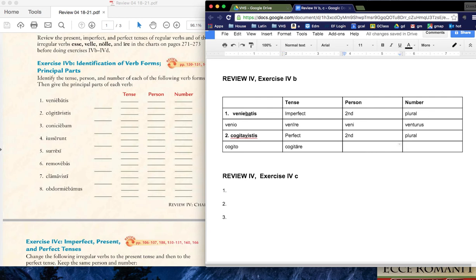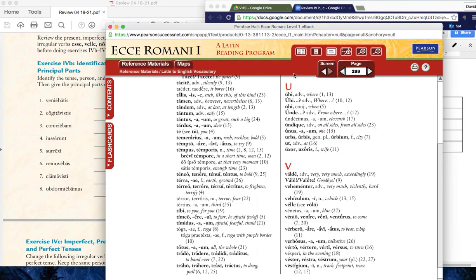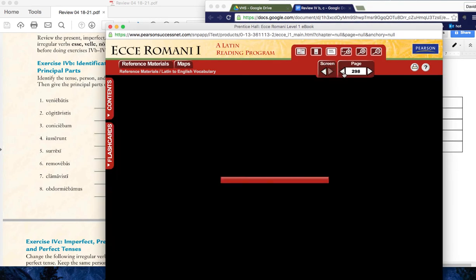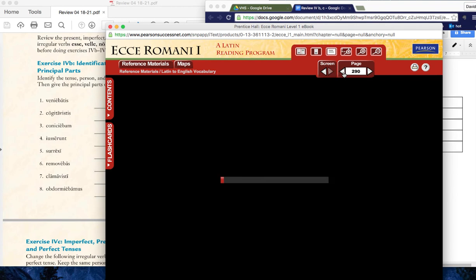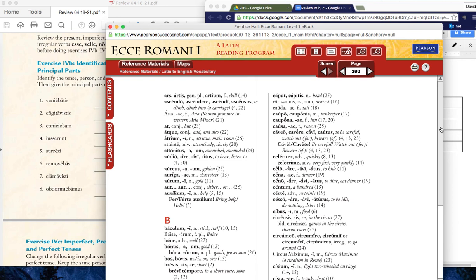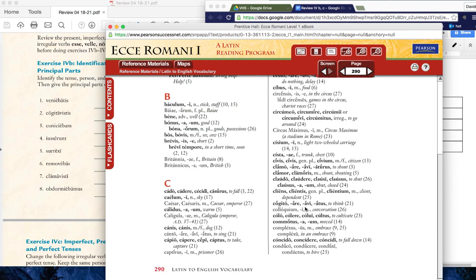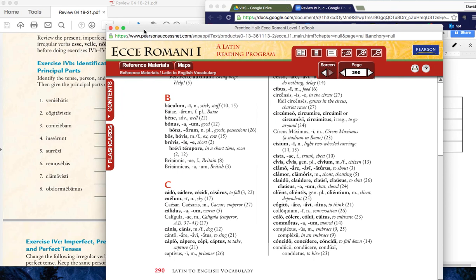Now, maybe you're not sure what these other principal parts are, or maybe you weren't even sure about these two. But if you are not, again, you can go back to this glossary here. And let's see if we can get to the C's. Scroll down here and we'll find cogito, and there it is. So it's a standard first conjugation verb, cogito, and then are, avi, atus. And it's okay to just use the endings there because that is very standard for first conjugation.